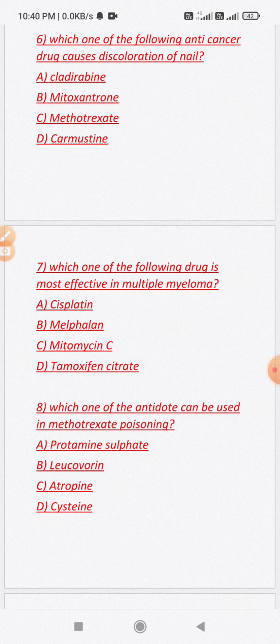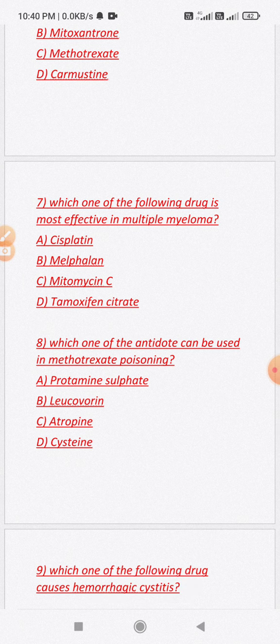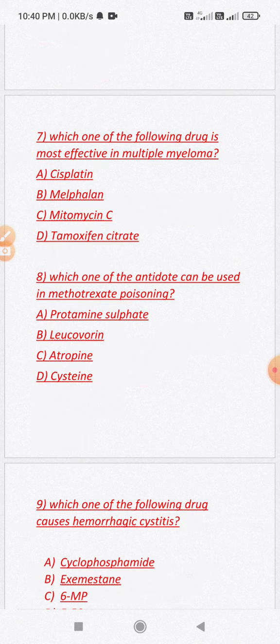Question number 8. Which antidote can be used in methotrexate poisoning? Methotrexate is an anti-metabolite anti-cancer drug. Option A, protamine sulfate. Option B, leucovorin. Option C, atropine. Option D, cysteine. The answer will be leucovorin.